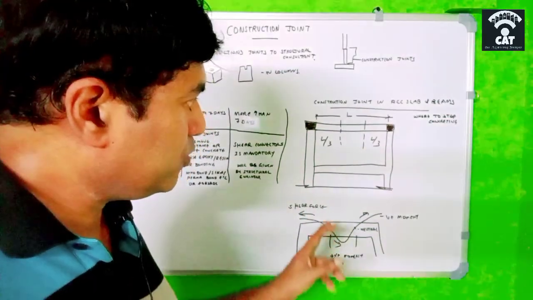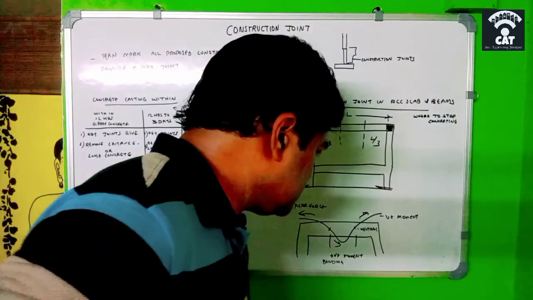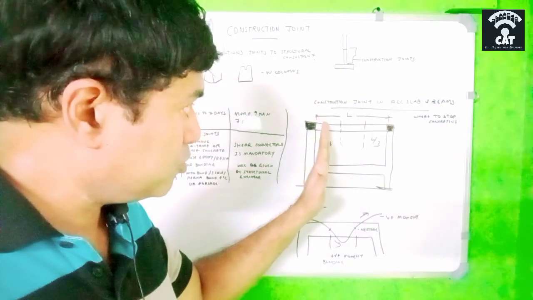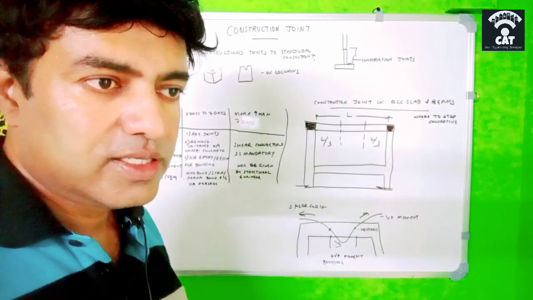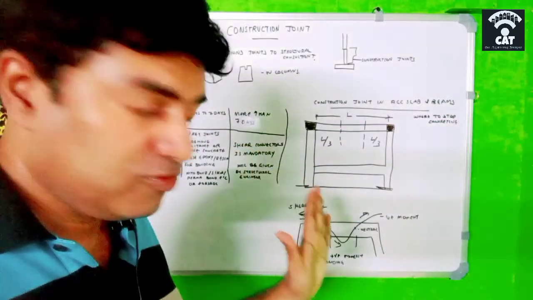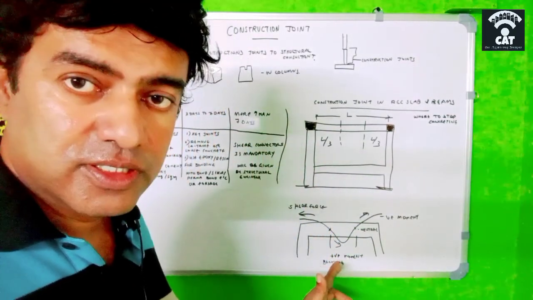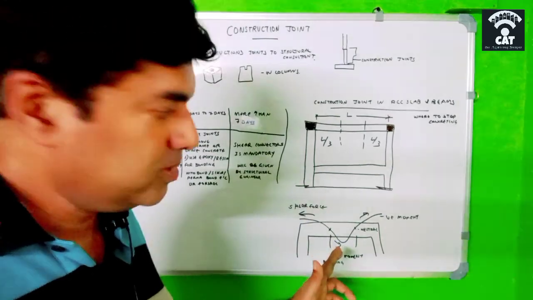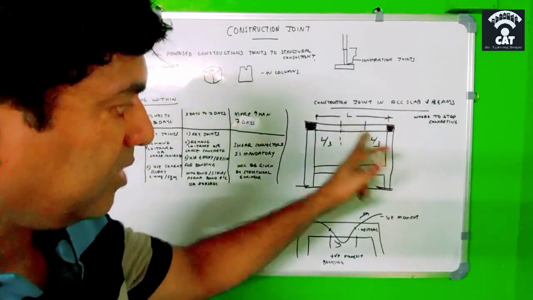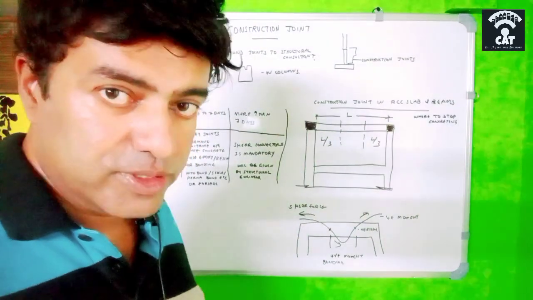So the construction joint should be at that point only, so that the forces will not have much to play at that line of contact or line of joint. That's why we have to give construction joints only at L by 3, where the force is supposed to be 0.